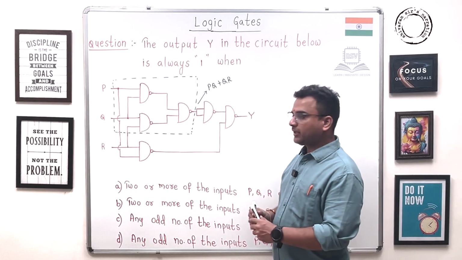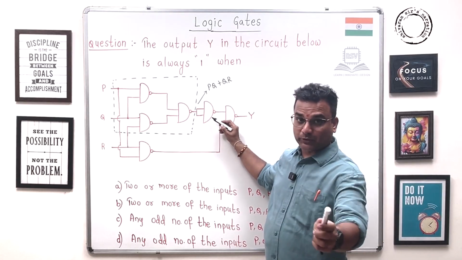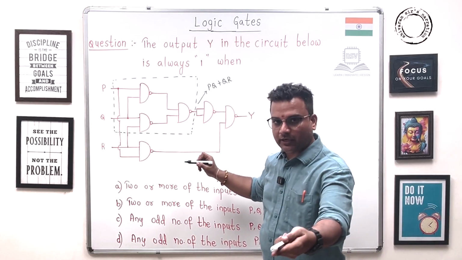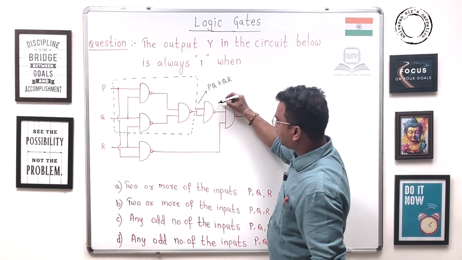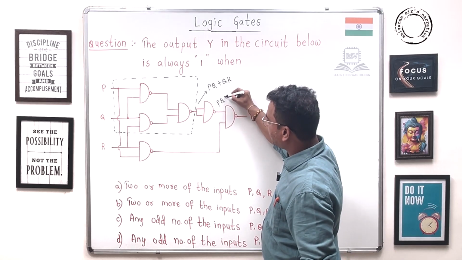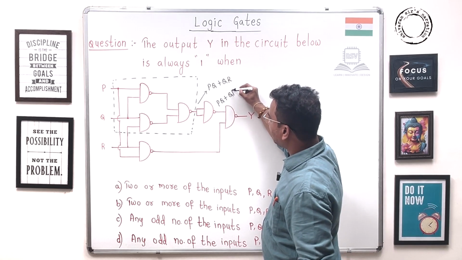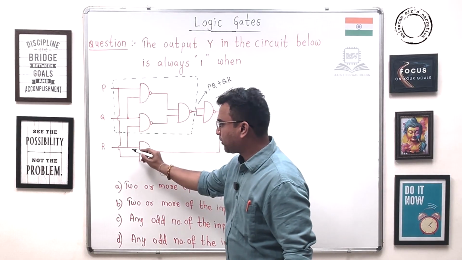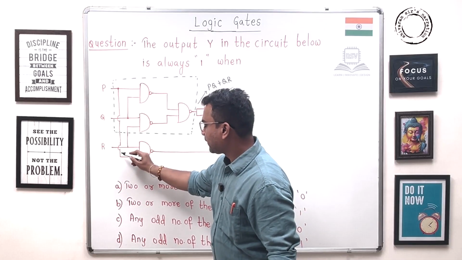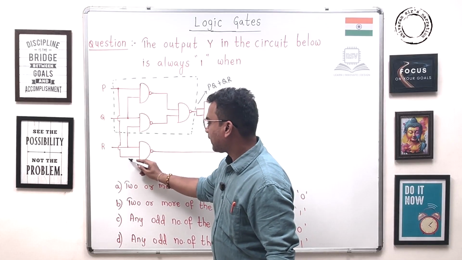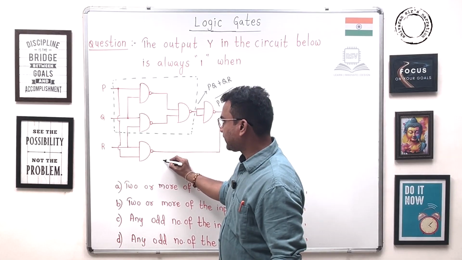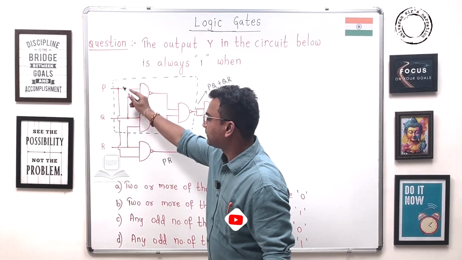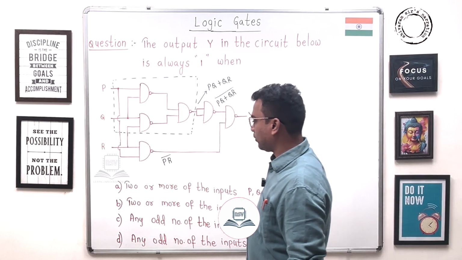Now here, this is a NOT gate. Please don't think it is some other gate. It is a NAND gate only, acting like a NOT gate. Therefore it is (PQ plus QR) whole bar. Now guys, what is this NAND gate output? It takes P and R, so it is (PR) whole bar.